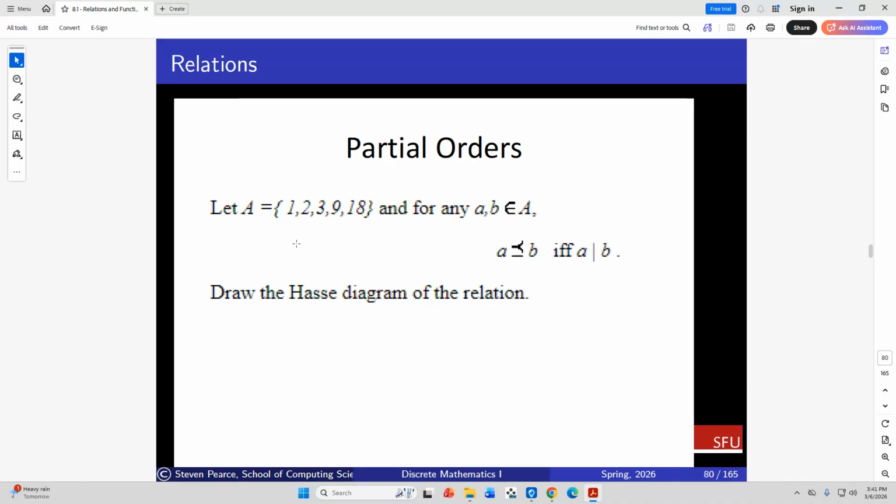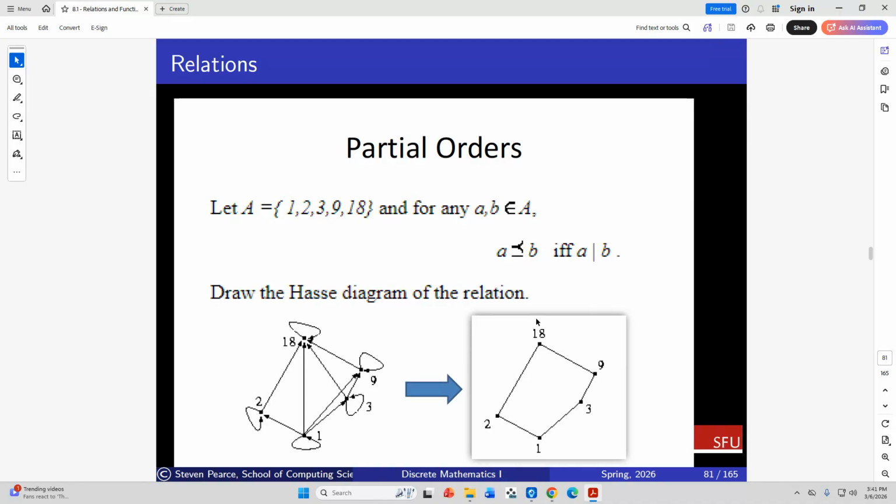So what do we have here? Let A be the set 1, 2, 3, 9, 18. For any a, b in A, a precedes or equals b if and only if a divides b. Draw the Hasse diagram of this relation. So we can do that. Well, it doesn't look like I've got it. Oh, there it is. It's just what we just did.